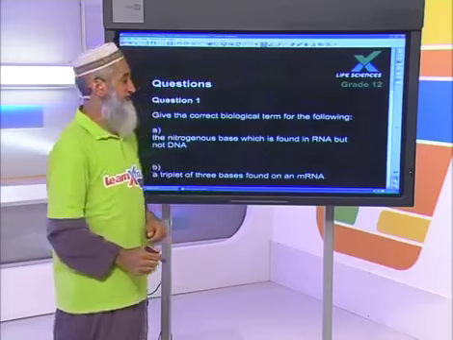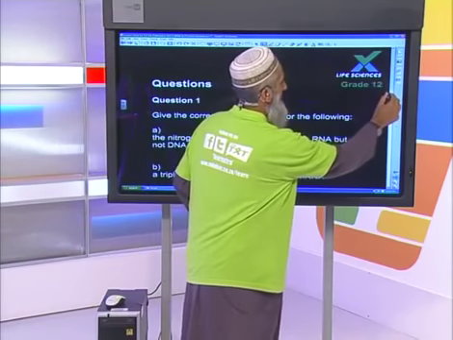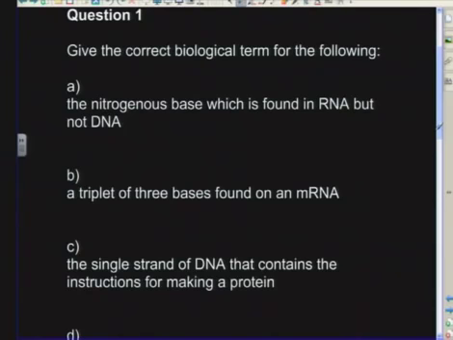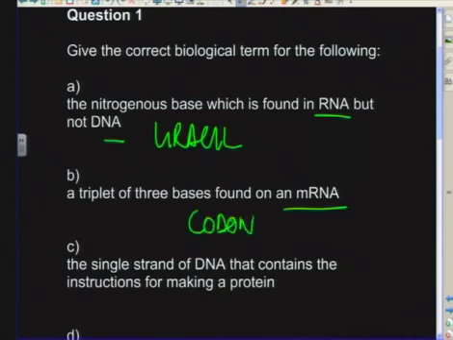We go straight to the questions then. Let's look at the first one. I'm only going to look at the correct biological terms. The nitrogenous base which is found in RNA but not DNA. That one is easy, it's uracil. A triplet of three bases found on an mRNA, we call it the codon because it provides the code.